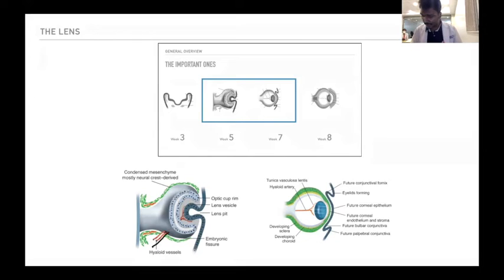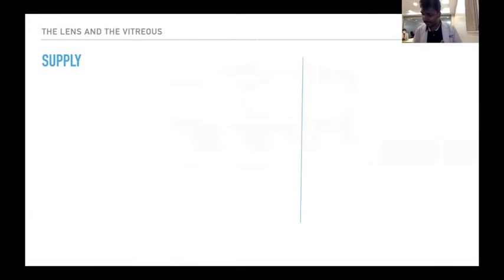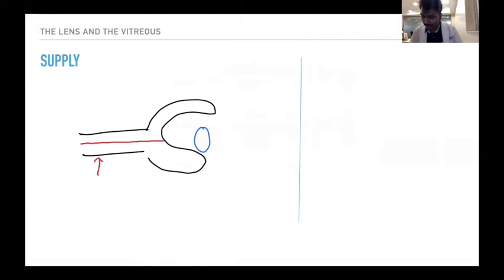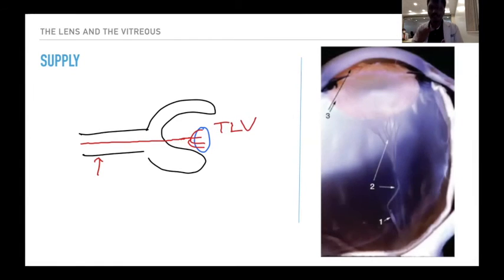As you can see, we have the hyaloid vessels over here, and there's a vessel going from behind coming to the developing lens. This is important for our supply. So again, optic stalk, optic cup, developing lens. The hyaloid vessels come from the bottom and then travel outside the cup and supply the lens. This is nothing but the tunica vasculosa lentis. So this is responsible for supplying the lens.